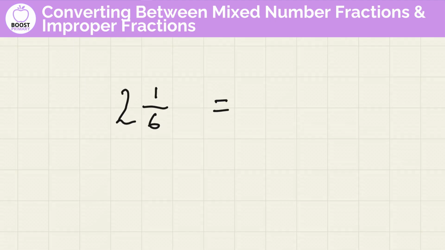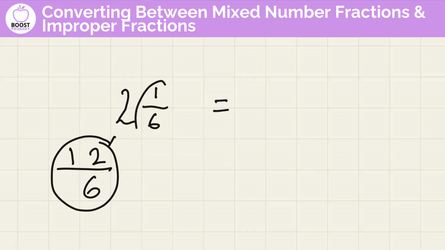Here's a second question, 2 1/6. In 2 whole, there's 12 sixths. 12 sixths plus 1/6 equals 13 sixths. If you use the other method, 2 times 6 equals 12, add 1 equals 13, 13 sixths.